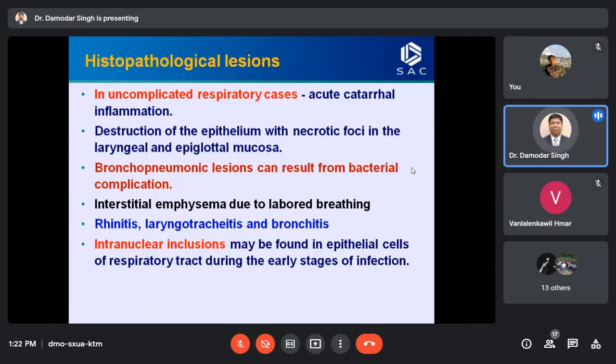Then you may have some cases of interstitial emphysema, and some lesions of rhinitis, laryngotracheitis, and bronchitis can also be observed. And most typically, intranuclear inclusion bodies can be found in the epithelial cells of the respiratory tract during the early stages of this infection. That is one of the important microscopic features.